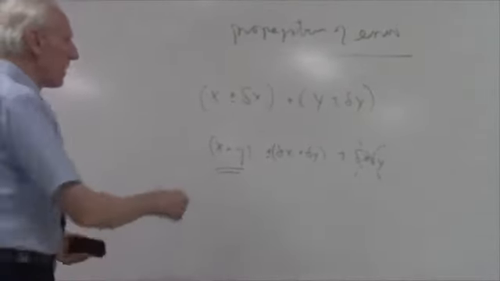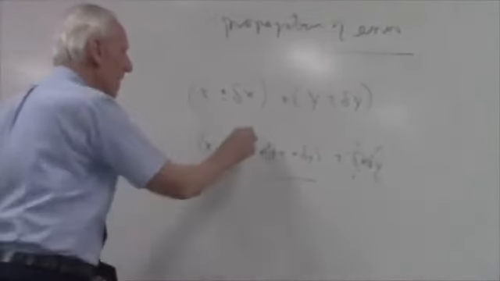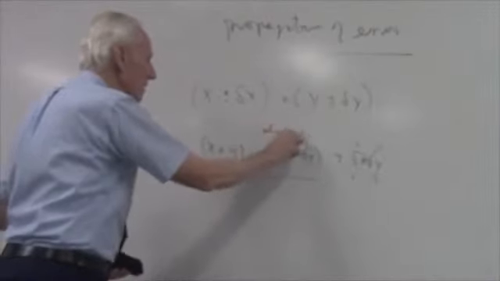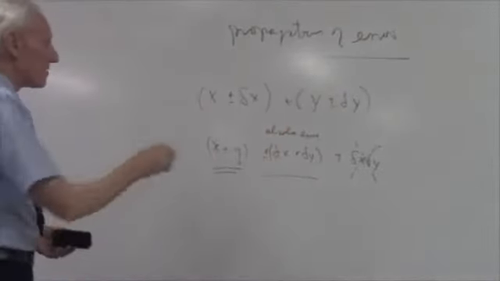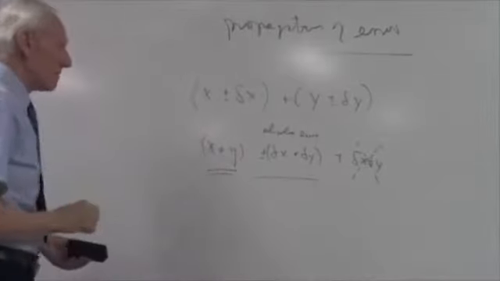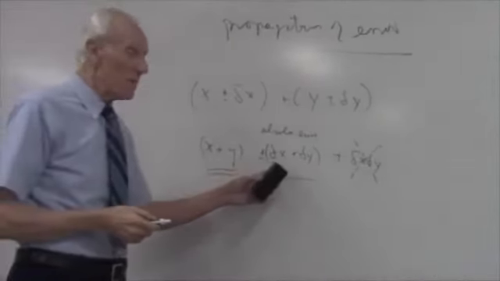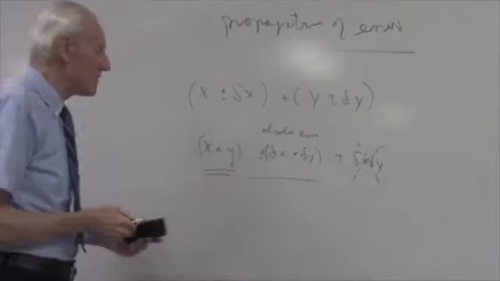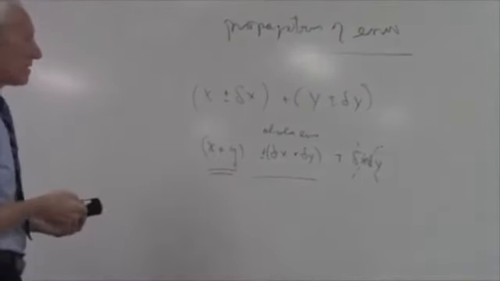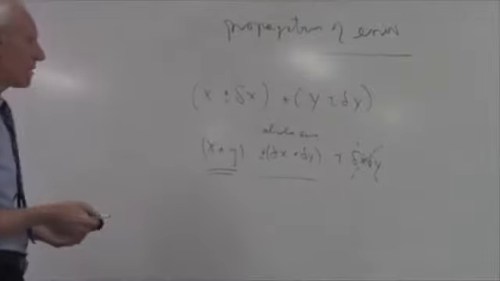So these are called absolute errors, because they're the same units as these are. Plus or minus, it doesn't matter, you get the same result. You add the uncertainties and you get the error in the sum or the difference of two numbers.